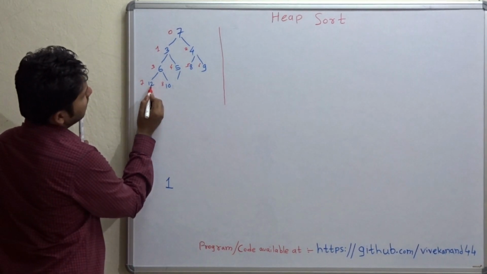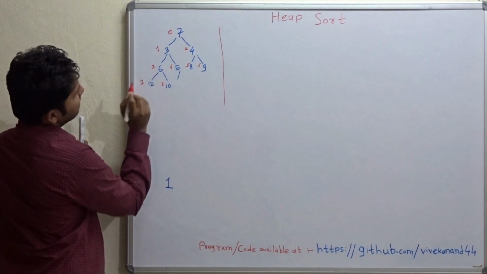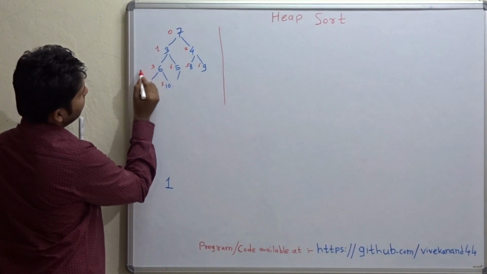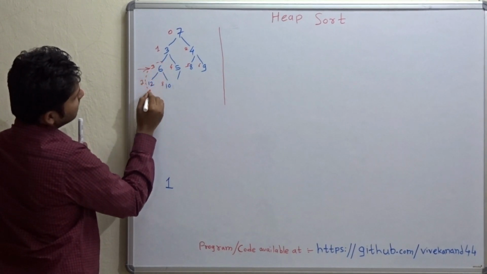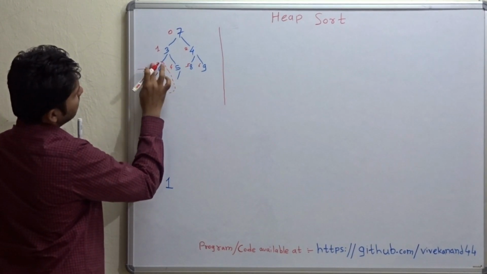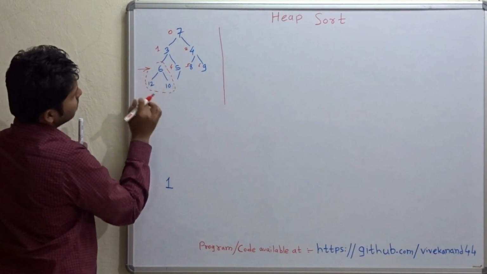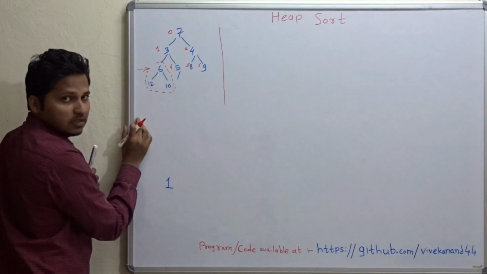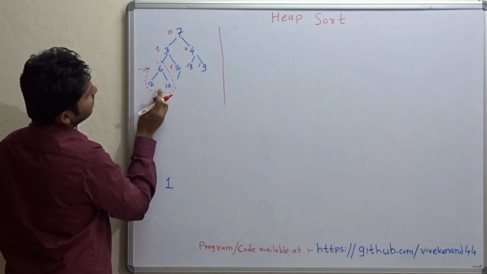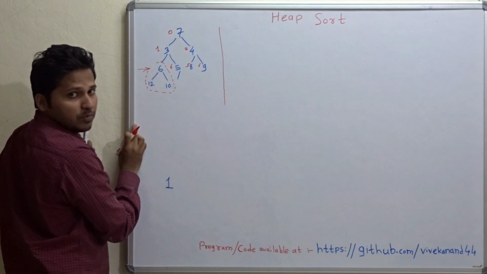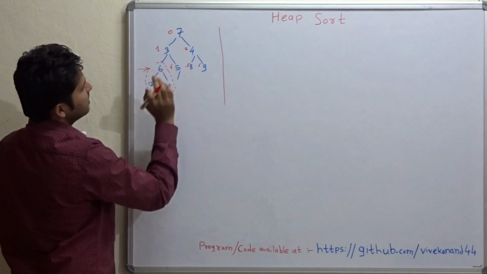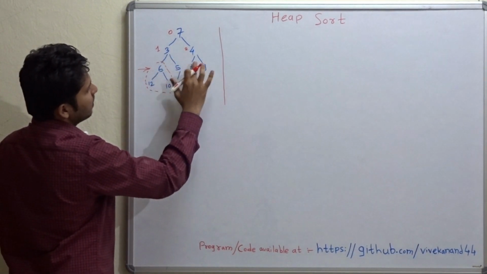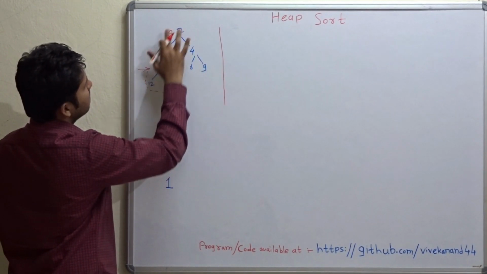So out of 12, 10 and 6. As you know, we have started from the second last level. I will circle this. So from 6, 12 and 10, what is minimum? Yes, 6 is minimum. So 6 is at its correct position. So there is no need for swap. I will just delete all this.